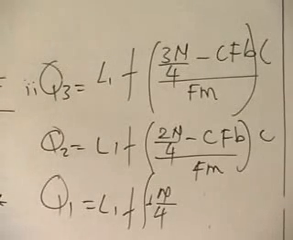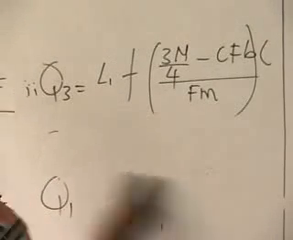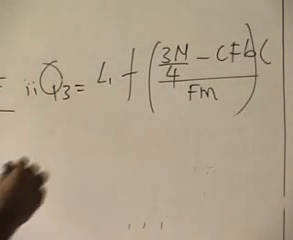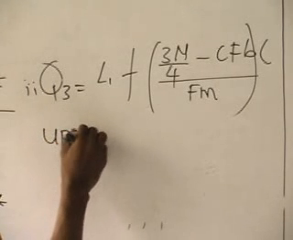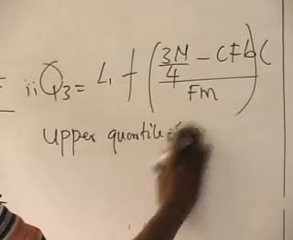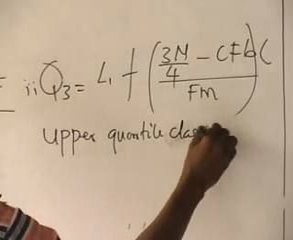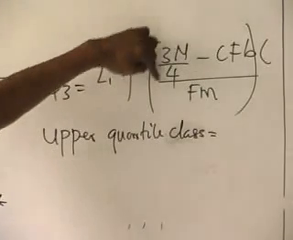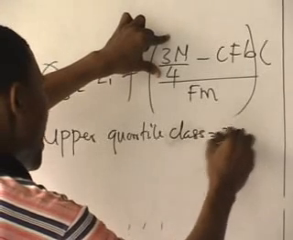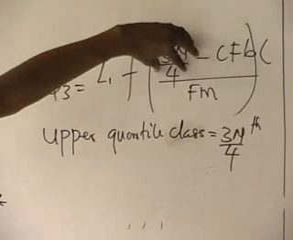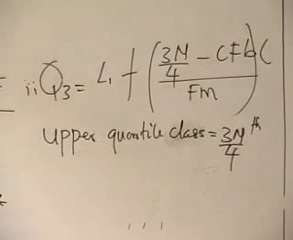Since we have written the formula of the upper quartile, the next thing after writing the formula is for you to get the upper quartile class. Under the lower quartile, what we have here is just n over 4. Here we now have 3n over 4, so whatever you have here is what we are going to pick. Are we together?